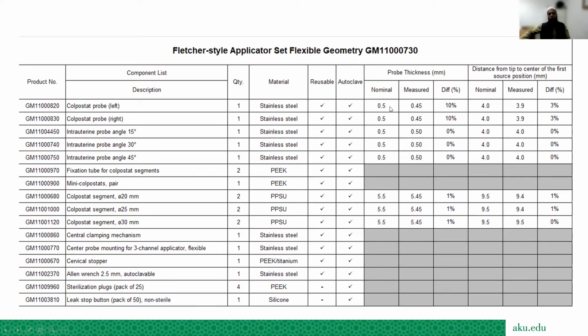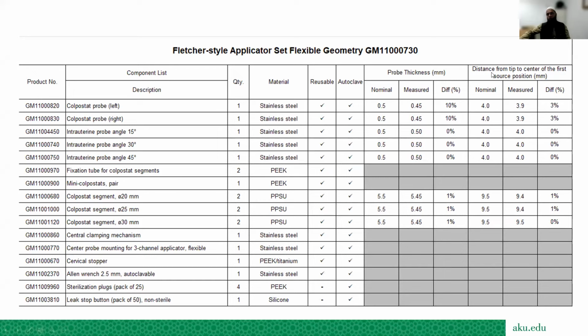For the colpost head, it is 0.5 millimeter, and for the intrauterine tube, it is 0.5 millimeter. We measured this and found it to be 0.45, because it's a very small distance. So you can see the difference is 10%, but in fact it is a very small difference, 0.05 millimeter. So that is fine.